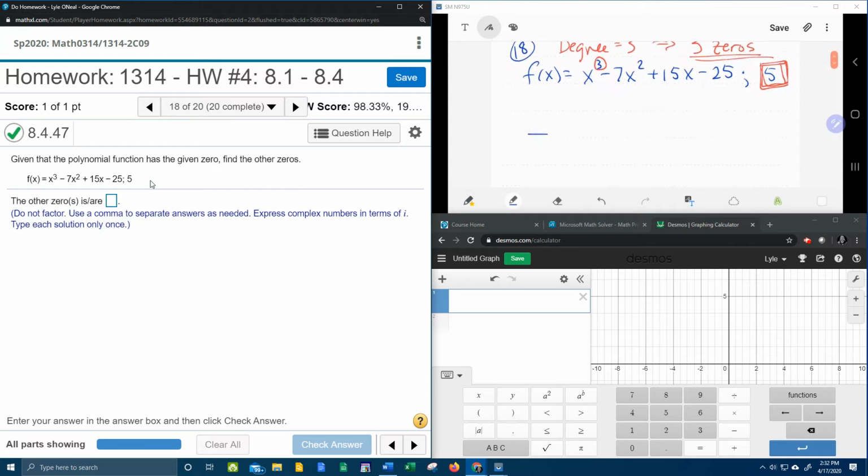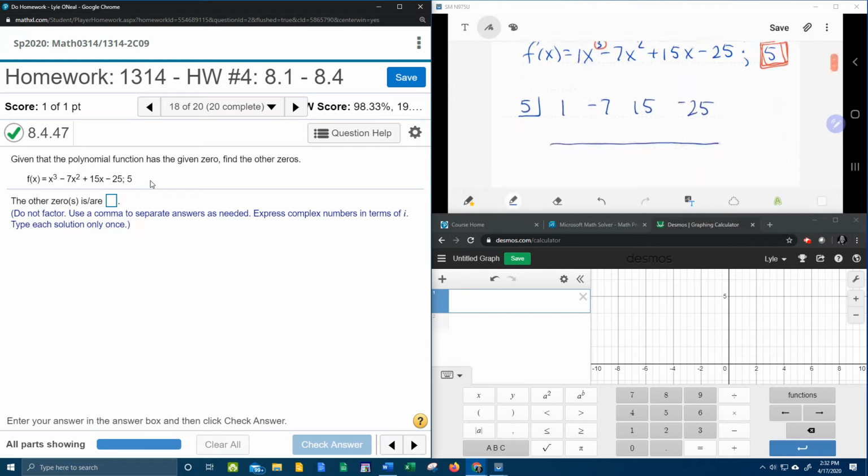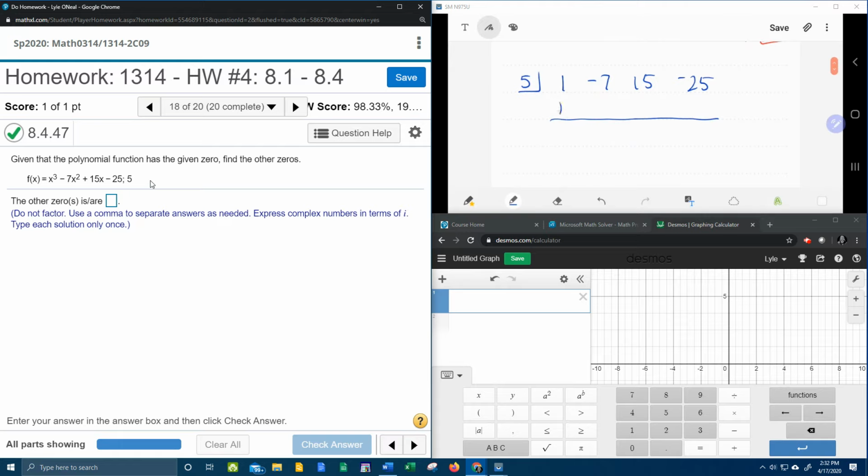So remember, our synthetic division starts with 5 in the box. We know that 5 is a given 0. So when I do synthetic division on the function, I will get a 0 remainder. And our coefficients are 1, -7, 15, -25. And here goes the synthetic division.